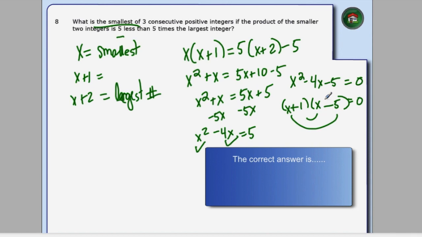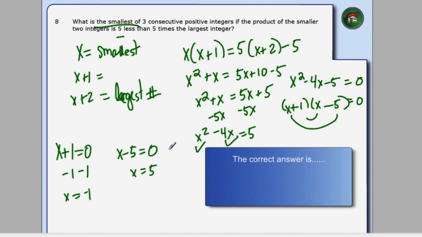So what's the smallest? Well, now you have to solve. So you do x plus 1 equals 0, x minus 5 equals 0, and now solve. So you subtract 1 and get x equals negative 1. You add 5 and you get x equals 5.